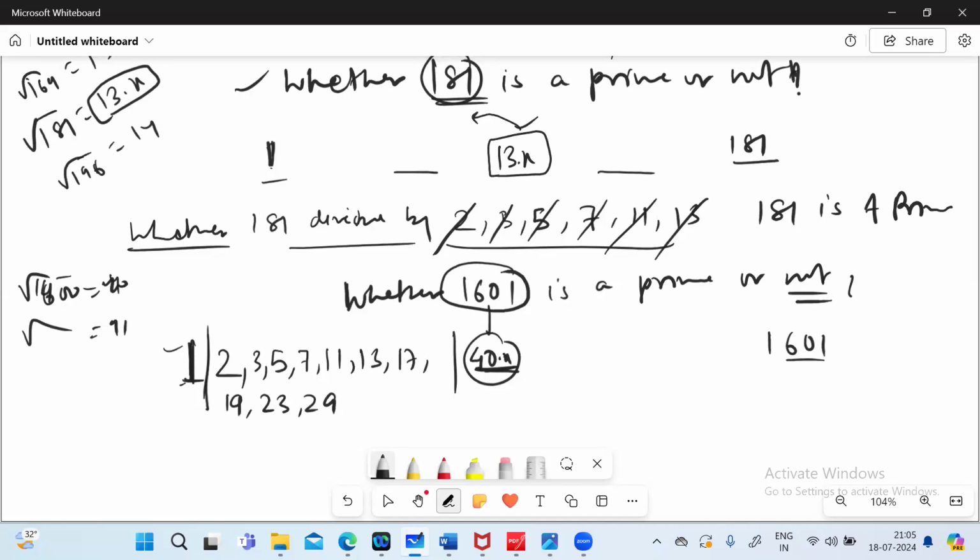So just keep it as homework. Everybody needs to write all the prime numbers below 100. And remember, it should be 25. So there are 25 prime numbers below 100. Okay.